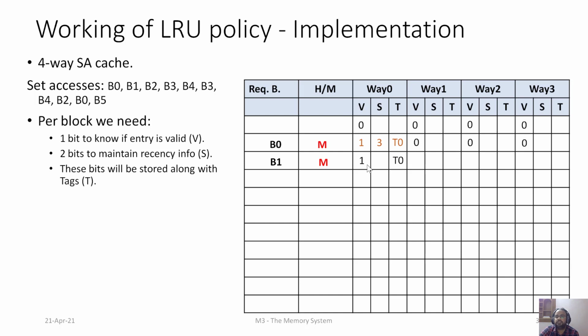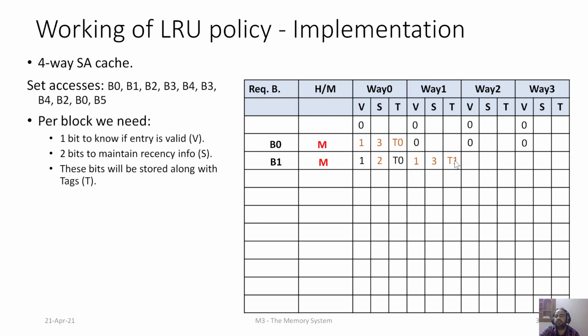In the first way, B0 is already there, so it will pick way 1, whichever is empty, right? It sets way 1's valid bit to 1, and the tag bits of B1 are placed as T1 here. Now it also needs to maintain the recency info. Accordingly, the status bits in way 1 will be set to 3, and whatever status bit is there in way 0 is decremented by 1, so it becomes 2.